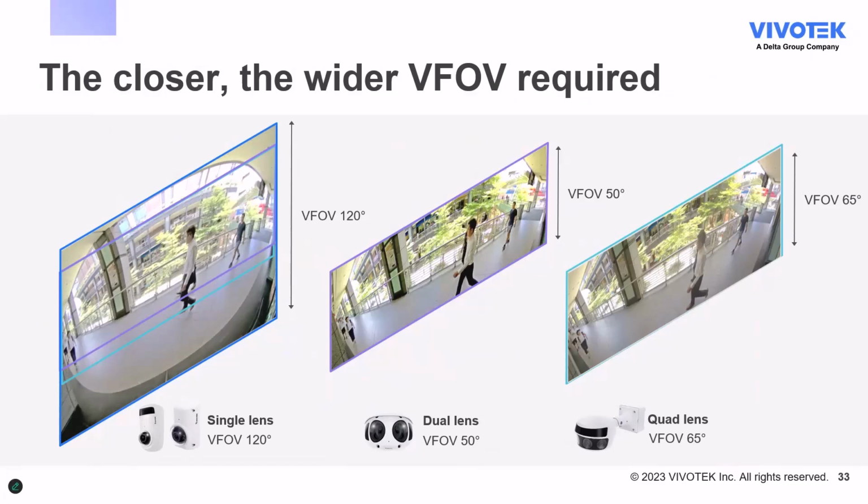Our single lens panoramic cameras provide up to 120 degrees vertical field of view that can capture people from head to toe. We also offer our dual lens and quad lens panoramic cameras with a vertical field of view ranging from 50 degrees all the way to 65 degrees.